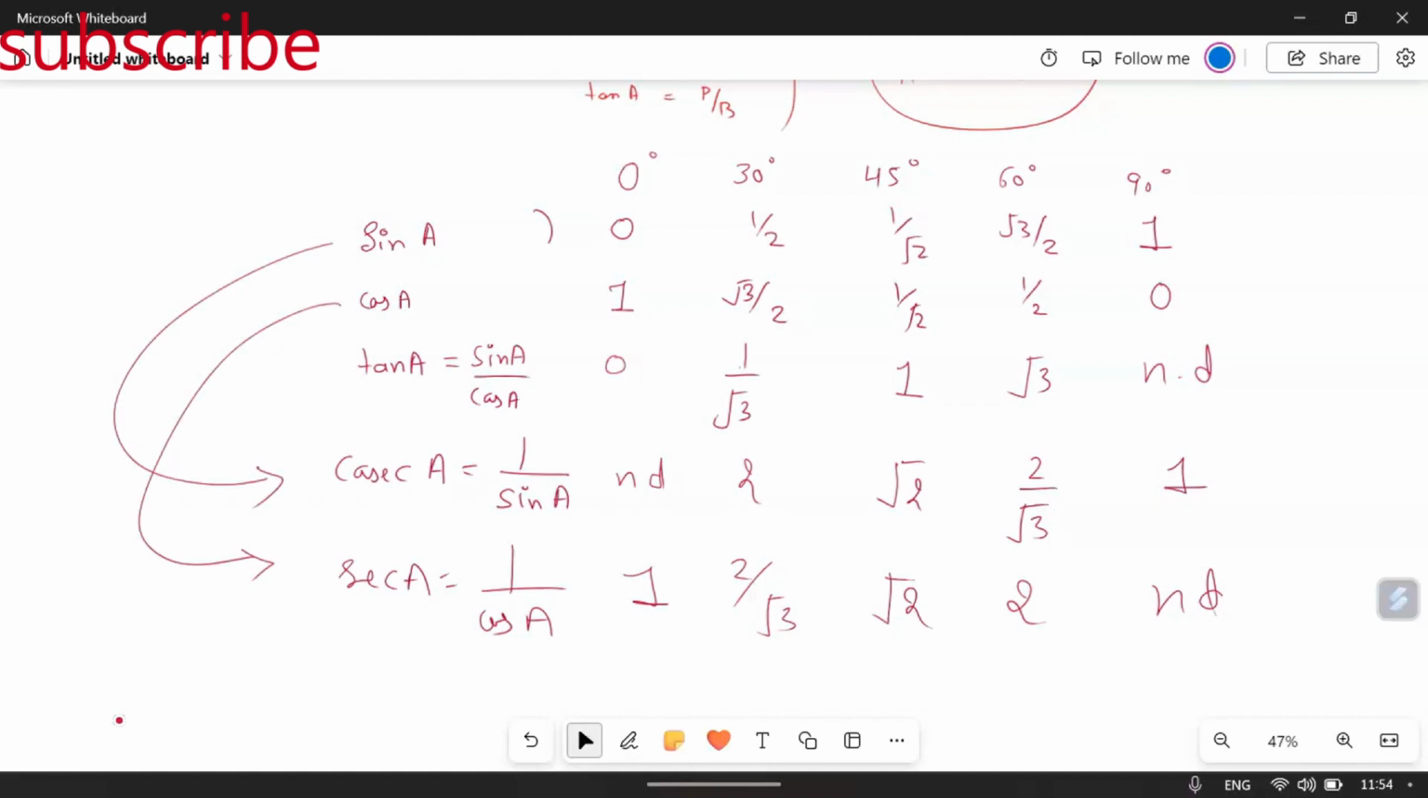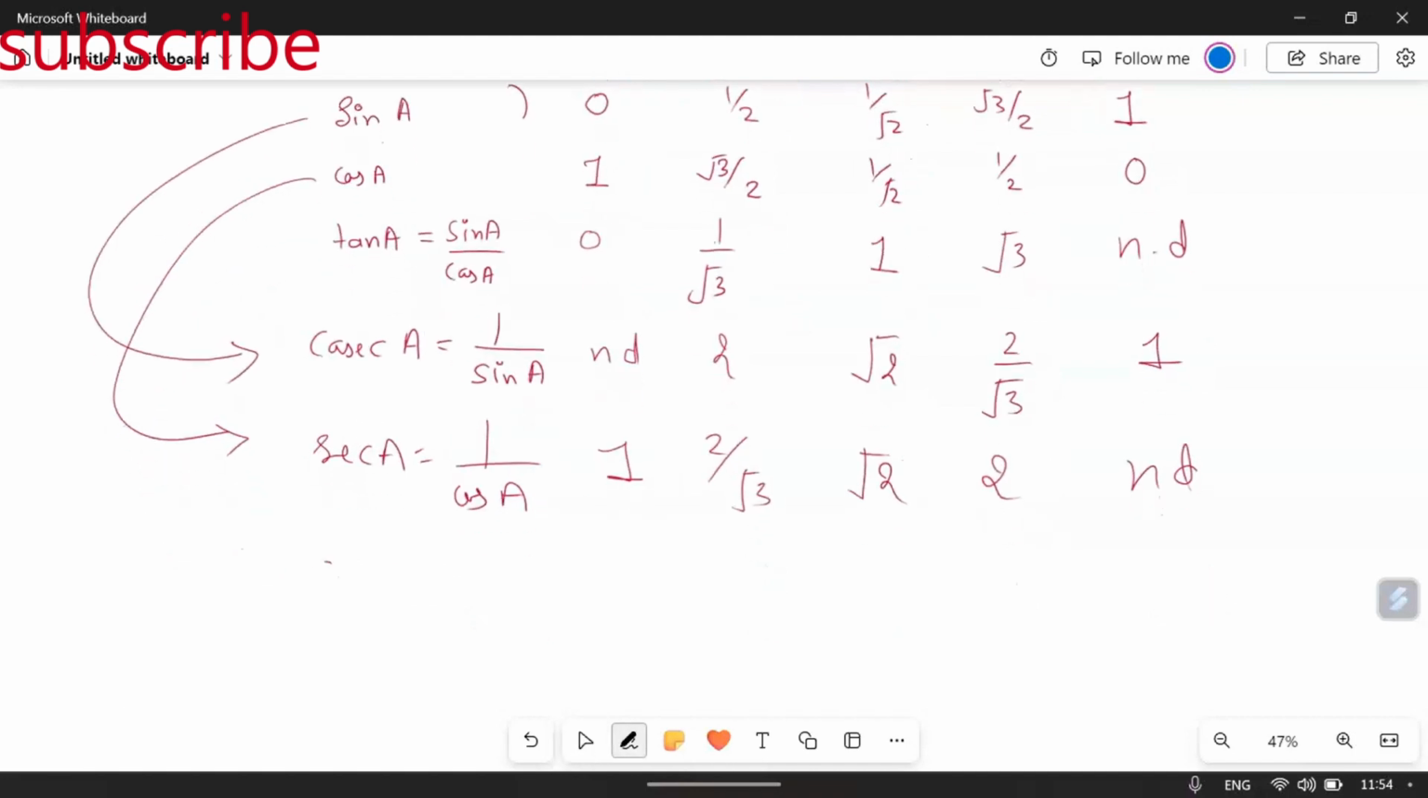Now you understand the last concept, that is cot A. So cot A will be 1 upon tan A, and that will be 0. So anything you can write as 0 upon 1, right? So 1 upon 0 is not defined. 1 upon root 3, the reciprocal is root 3. 1 upon 1, the reciprocal is 1. Root 3 upon 1, the reciprocal will be 1 by root 3 and not defined. So this is your table.